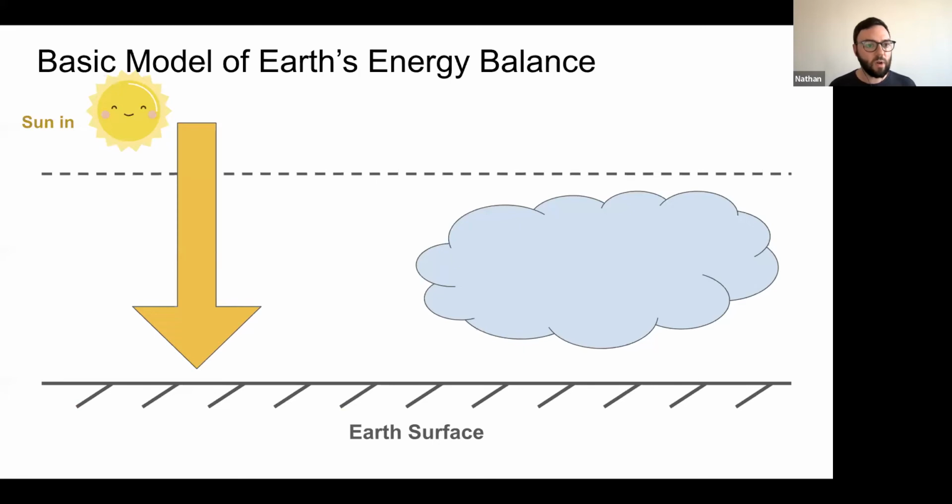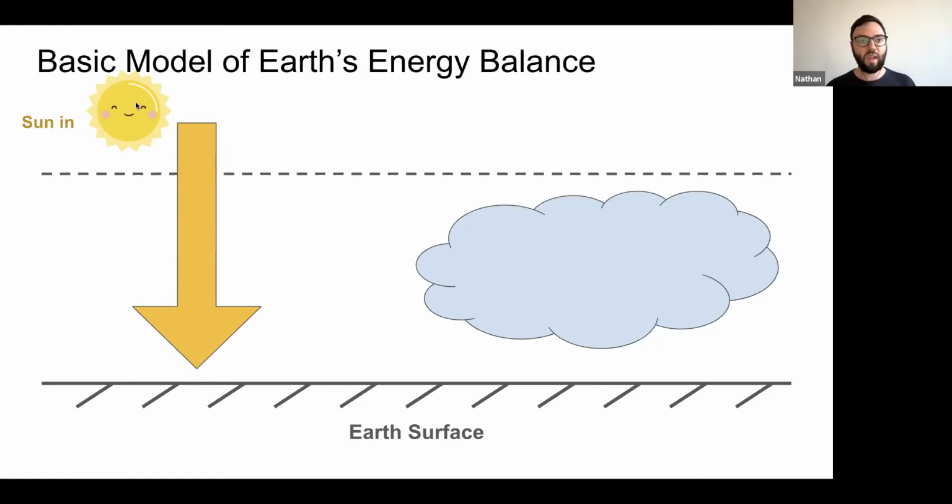And so now, instead of looking at the Earth in the sun system, we're standing and looking at the Earth's surface. Down at the bottom of the screen, we have the Earth's surface, or the land. In the middle, we have the atmosphere. And up top, we have space.